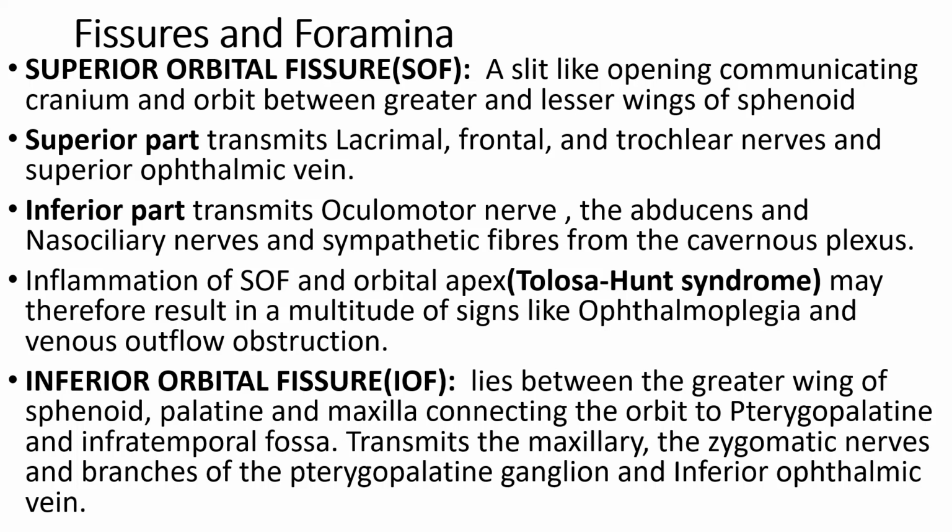Inflammation of the superior orbital fissure and orbital apex, called Tolosa-Hunt syndrome, may therefore result in a multitude of signs like ophthalmoplegia and venous outflow obstruction. Inferior orbital fissure lies between the greater wing of sphenoid, palatine, and maxilla, connecting the orbit to the pterygopalatine and infratemporal fossa. It transmits the maxillary and zygomatic nerves, the branches of the pterygopalatine ganglion, and inferior ophthalmic vein.